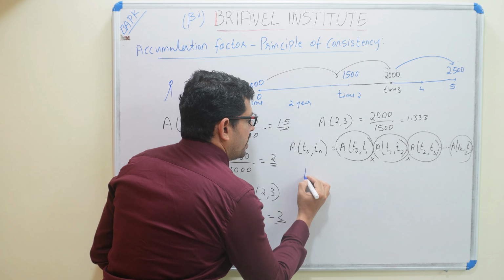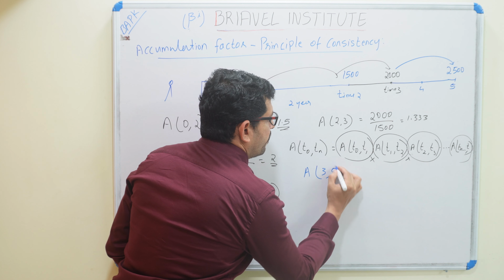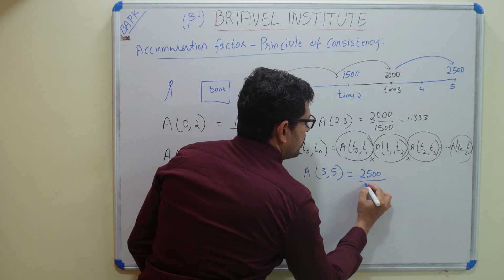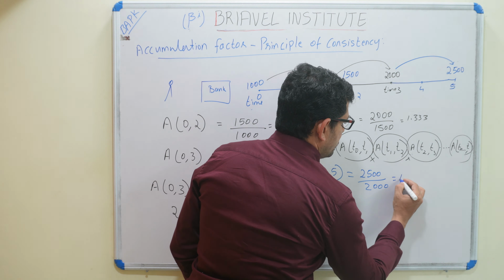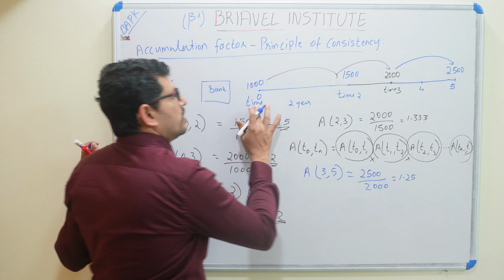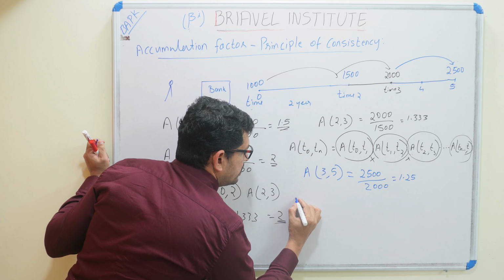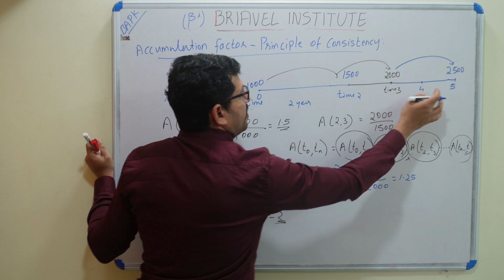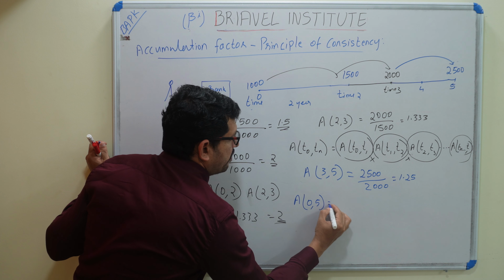Then what is my accumulation from 3 to 5? 2500 divided by 2000 is equal to 1.25. So for the total T0 to Tn, through the principle of consistency, I can write it. Now my period is 5 years, so 0 to 5. How to represent it here?